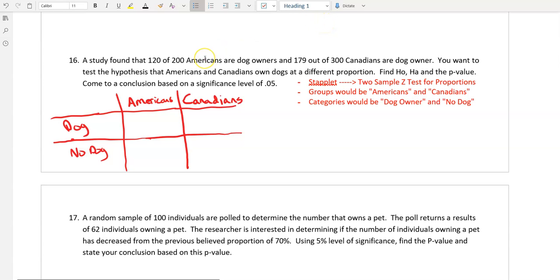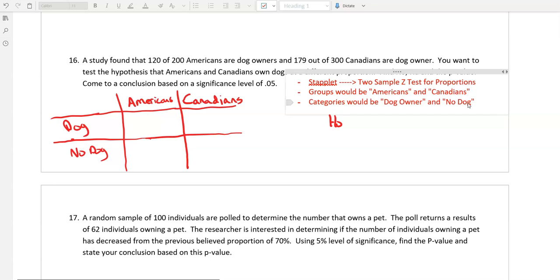Okay, so on this problem, we have a study that's looking at a group of Americans. There's a sample of Americans, 120 out of 200 are dog owners, and a group of Canadians, 179 out of 300 are dog owners. We want to test the hypothesis that Americans and Canadians own dogs at a different rate or proportion. So this is a two-sample, because there's two samples, Americans and Canadians, z-test for proportions.